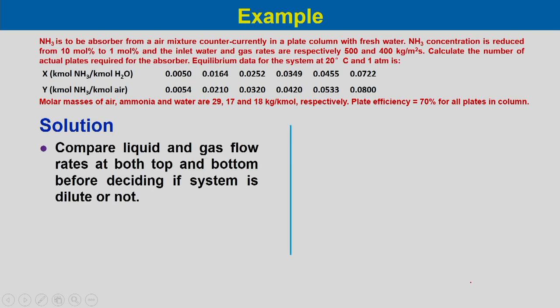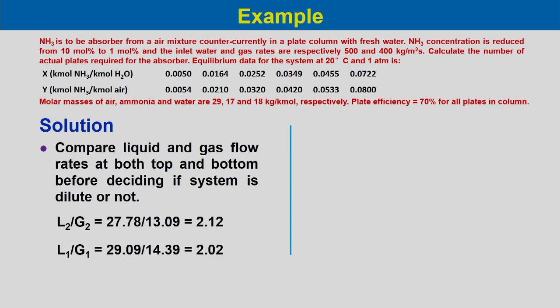Now, compare liquid and gas flow rates at both top and bottom before deciding if the system is dilute or not. If we look into L2 by G2, it is around 27.78 by 13.09, which is 2.12. Similarly, L1 by G1, if we divide 29.09 by 14.39, which is 2.02.